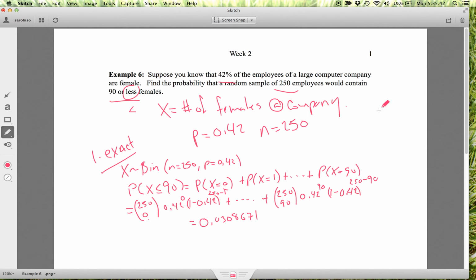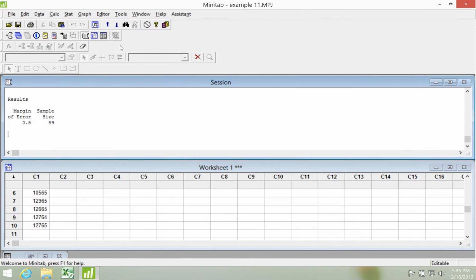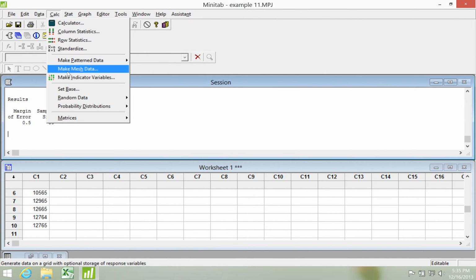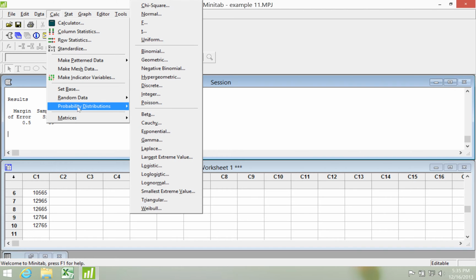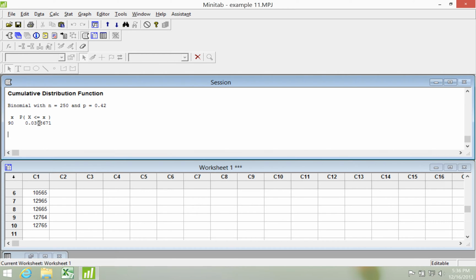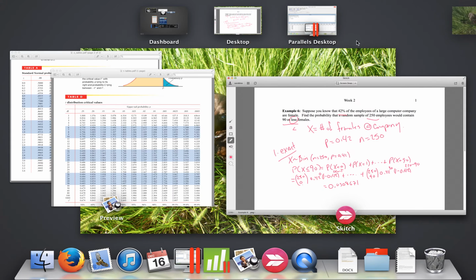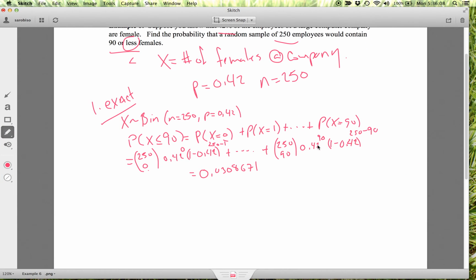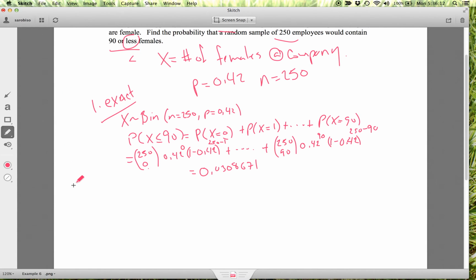Let me show you how to do it with Minitab. This should be very familiar for you. It's just a review. Calculate a probability distribution of a binomial. We're looking for a cumulative probability. Our number of trials is 250. The event probability was 0.42, and the value we are looking for, less than or equal to, was 90, giving us this value that I found here. That's the first way and the most exact, and if you have the computer, the best way to do it.